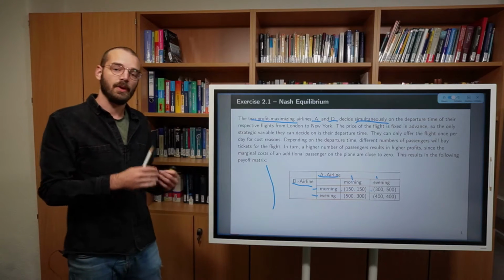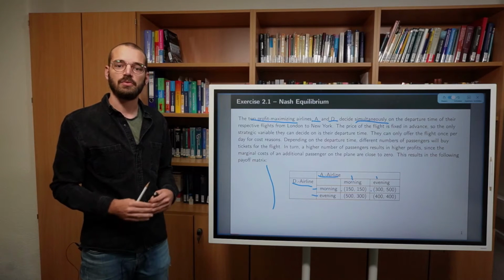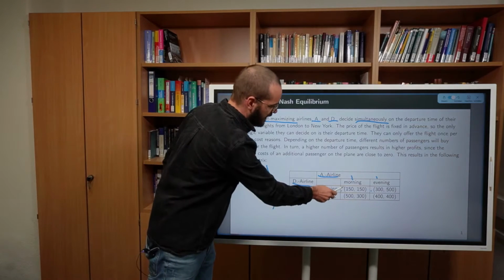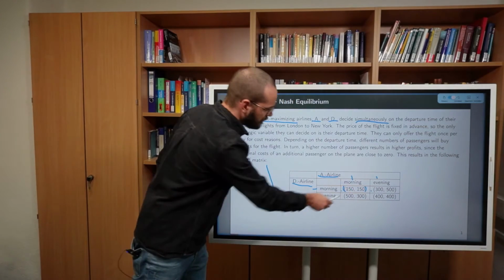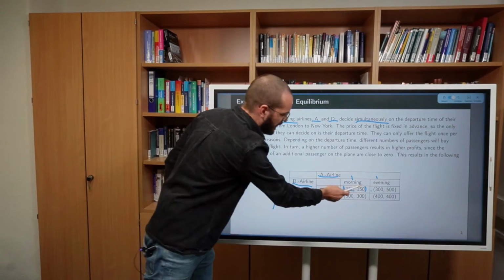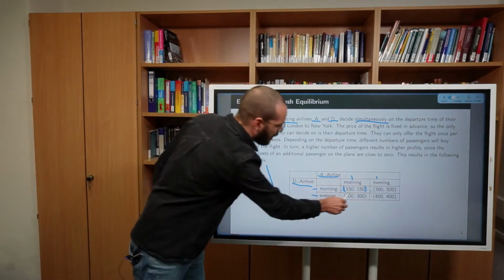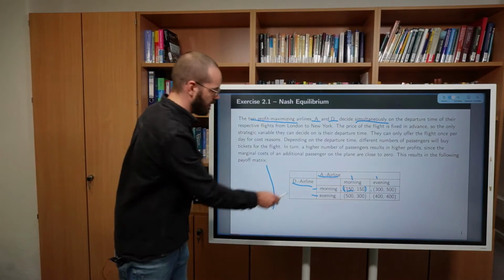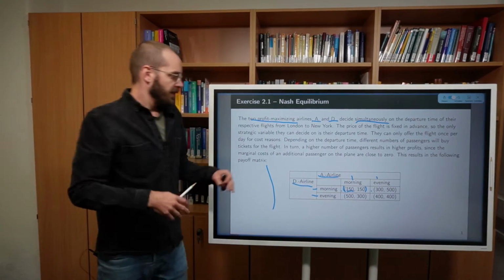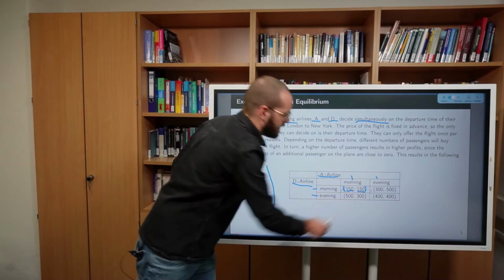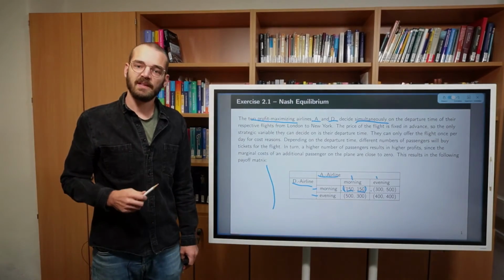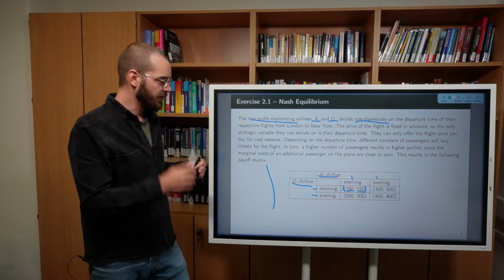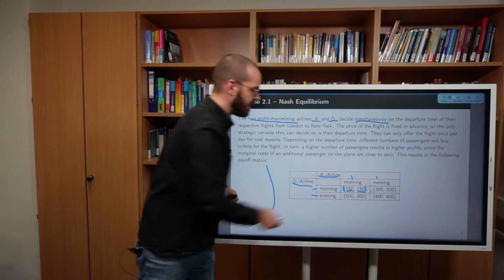And just so we're all on the same page when it comes to reading these kinds of tables, the first number in these brackets tells us the payoff of the first firm. And the first firm is always the one that is written in the rows. The second number in each of these cells tells us the respective payoff of the second firm. And the second firm is always written in the columns. All right?